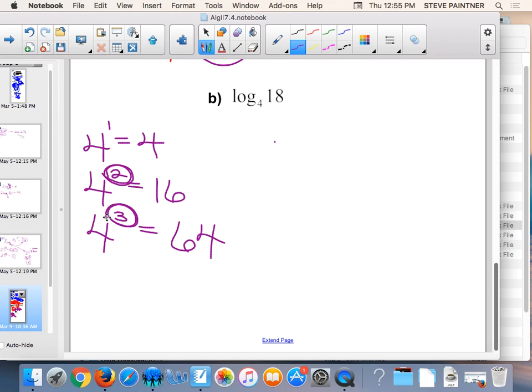I'm sure you've done it by now. Change the base. Log of 18 divided by log of 4. And be careful how you type that in your calculator. Parentheses, divided by parentheses, okay? The answer was 2.08. Okay, so she does some rounding there.